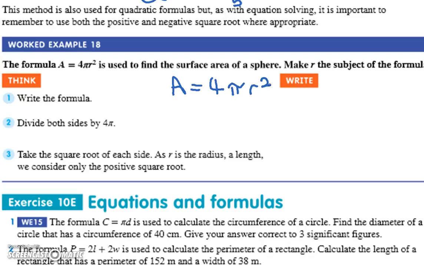Awesome. Okay, that's what it's going to look like. What do we do? I hope you're not going to times both sides by 4 pi. So you end up with A over.